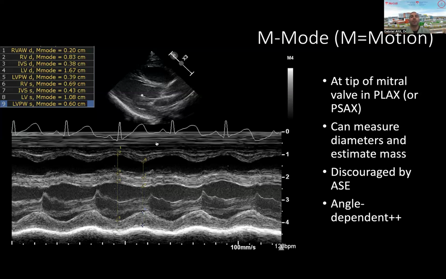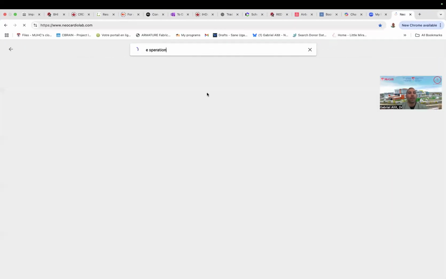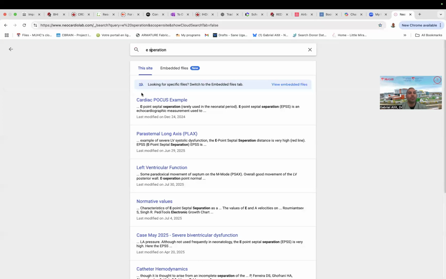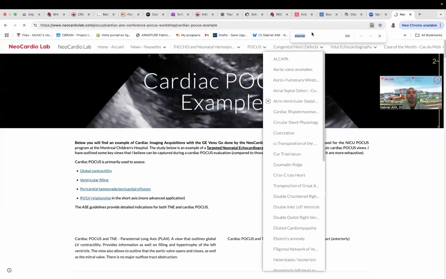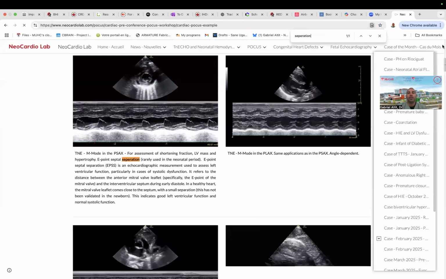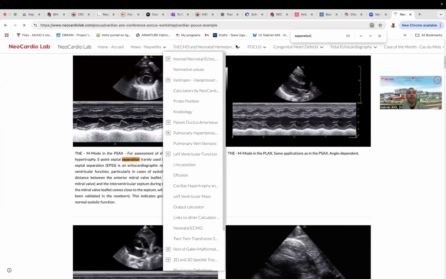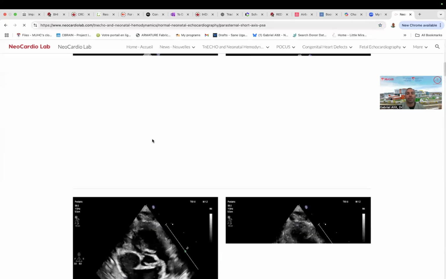There is a normative value to compare it to, but I never use them. Yeah, so I'll show my screen so you can see. It's great because if you're not sure about something, you go on the website and you write E separation. Do I have it? E point separation, E point septal separation. And then you go here. I've put it because I've had some people from the POCUS world that asked me. Actually, I've put it under normal parasternal short axis.